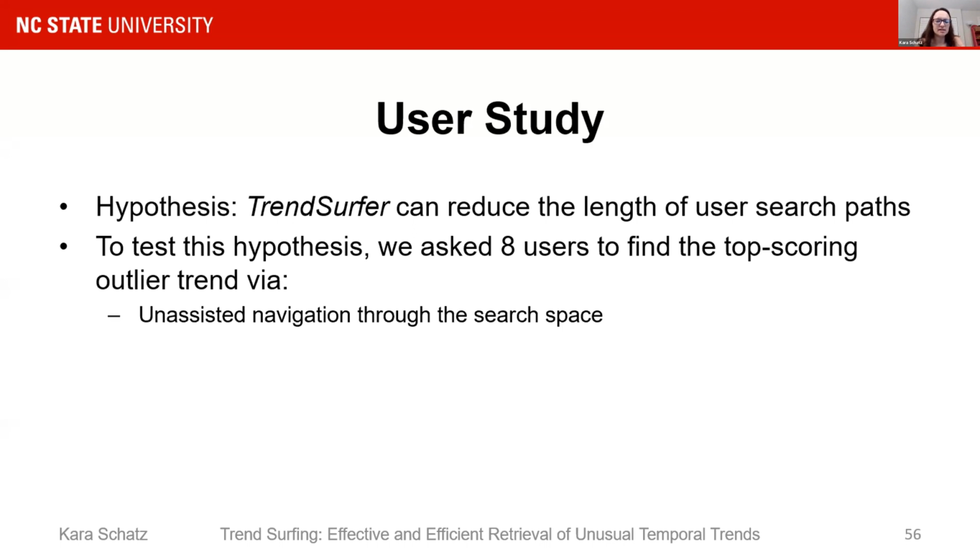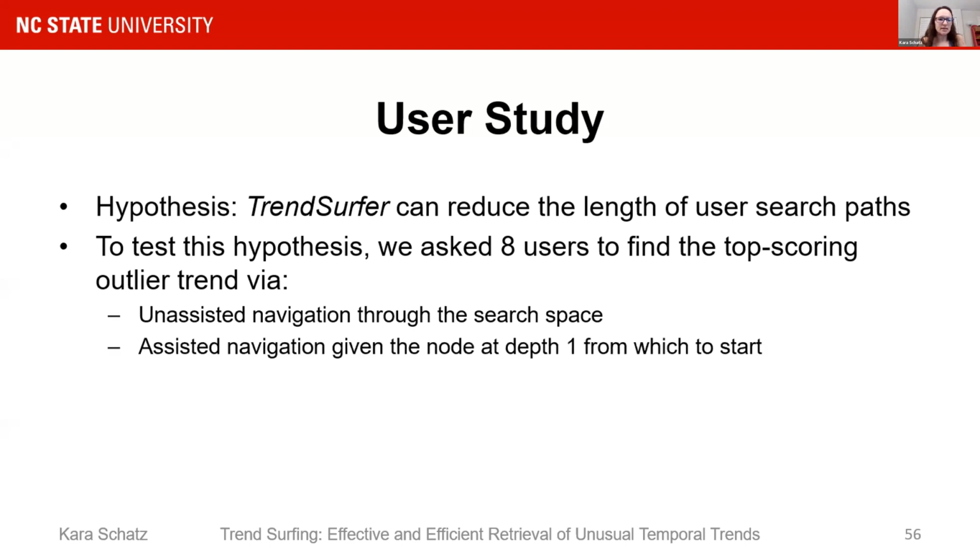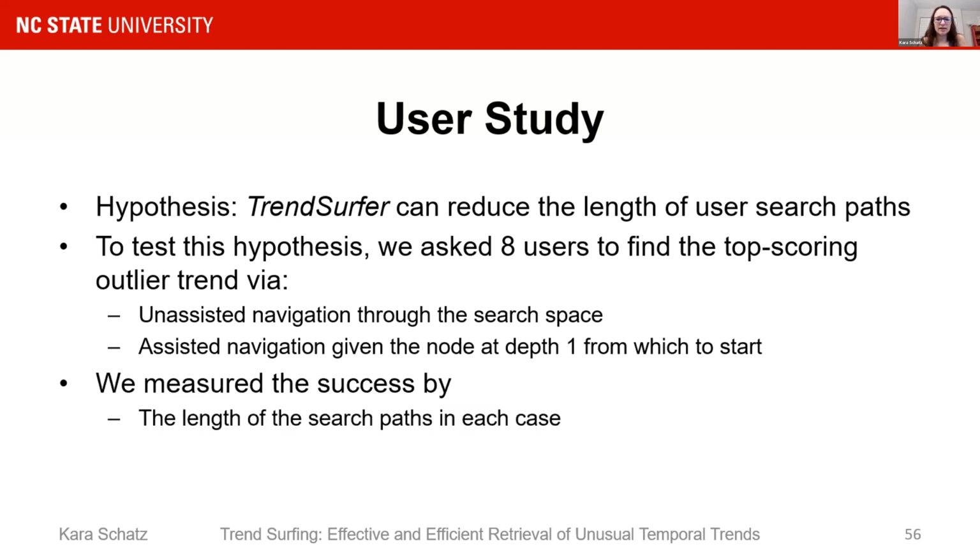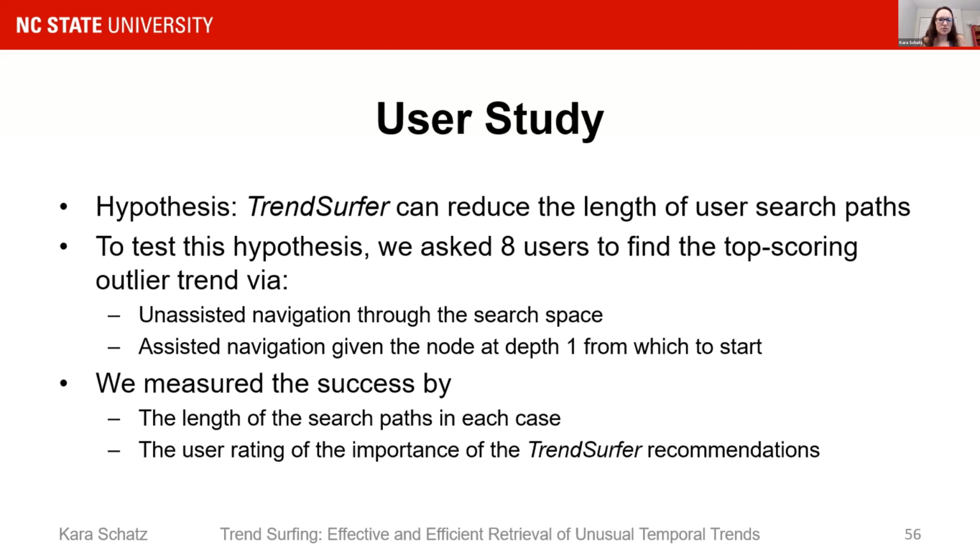The first was we asked them to perform an unassisted navigation through the search space of temporal trends. And in the second scenario, we asked them to do an assisted navigation where we gave them the node at depth 1 from which to start their search. We measured the success of the hypothesis by comparing the length of the search paths between the 2 settings, and we also recorded user ratings of the importance of the trend surfer recommendations to them.